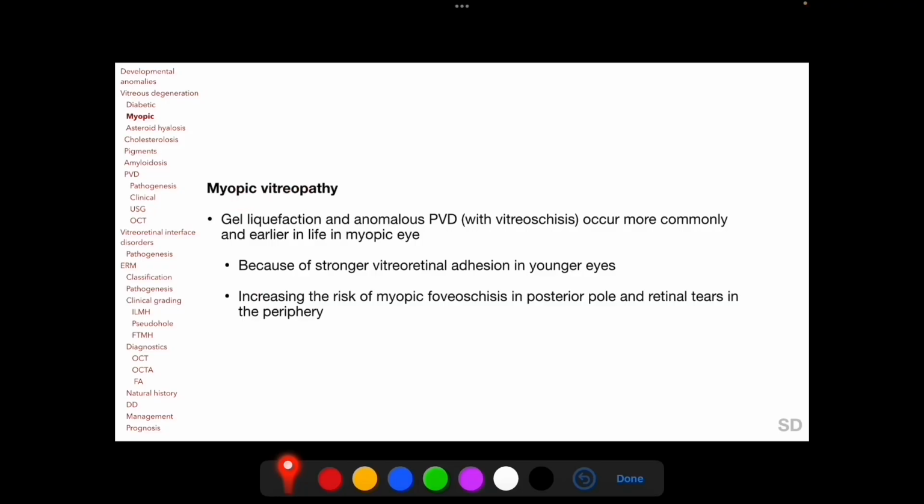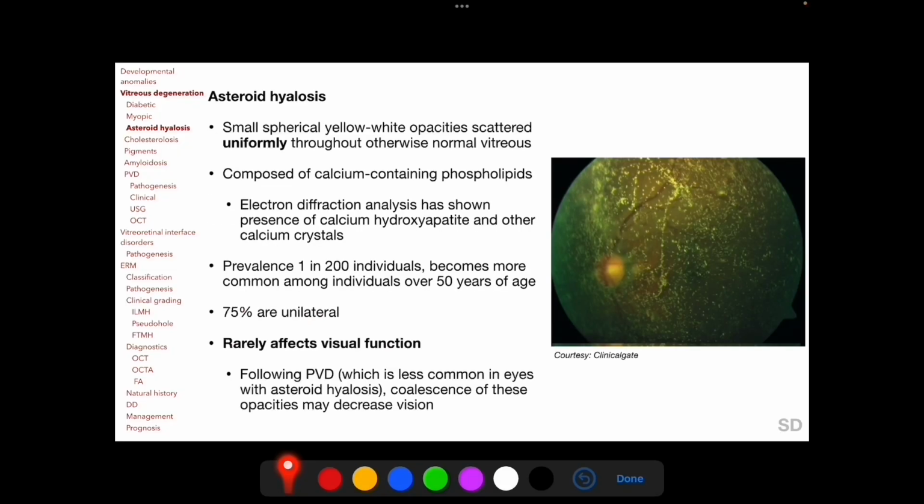Myopic vitreopathy refers to liquefaction of vitreous gel and anomalous PVD with vitreoschisis, which we will be discussing later in this session, in myopic eyes, in which these occur more commonly and earlier in life. Myopic vitreopathy increases the risk of myopic foveoschisis in the posterior pole, which we have discussed in the previous session, and retinal tears in the periphery.